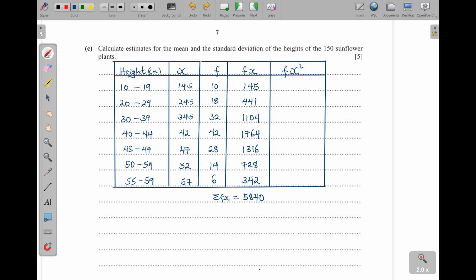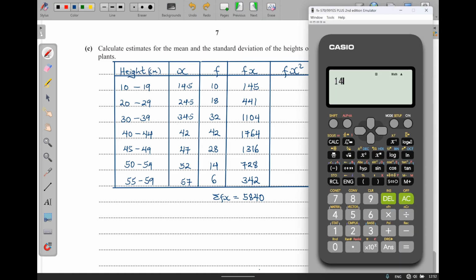Okay. So we are supposed to get our x here. We square it, then times this f. Or we can get x here, then times the fx. It is all the same thing. So the first one, I can say 14.5 squared, then times the 10. Okay. That one will give us 2102.5.